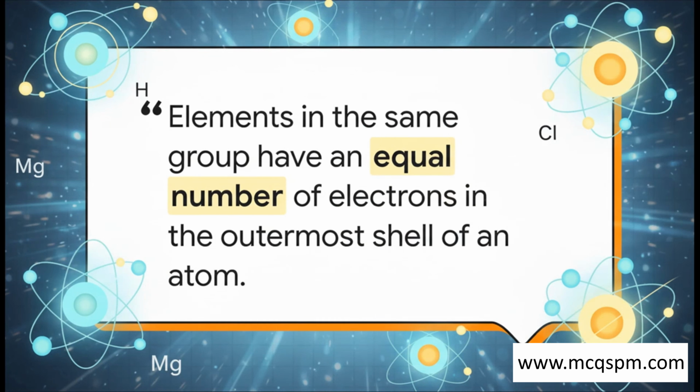And here is the absolute golden rule. You have to lock this in your brain. For the main groups, the group number tells you the number of valence electrons. It's that direct. So, group 1 elements, they have 1 valence electron. Group 2, 2 valence electrons. Group 17, you guessed it, 7 valence electrons. It's a perfect cheat code built right into the table.